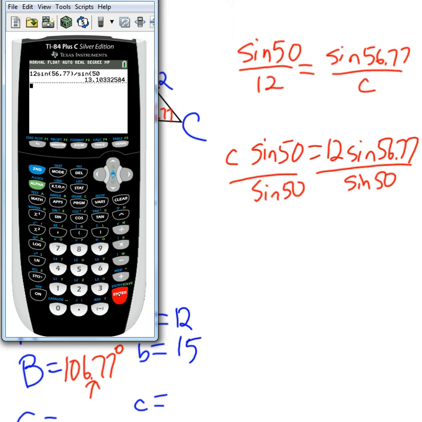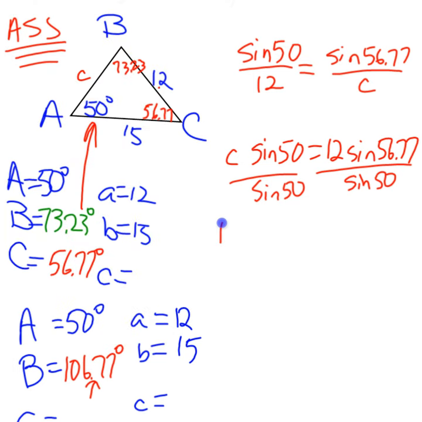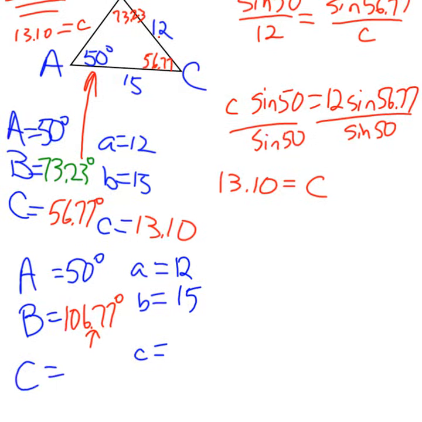And we get 13.10. So this third side is 13.10. Now, guys, that's only finishing off solving the first option of the triangle. Now I've got to come down and solve for the second triangle. So the reality is, I guess I should draw a second triangle for you guys.